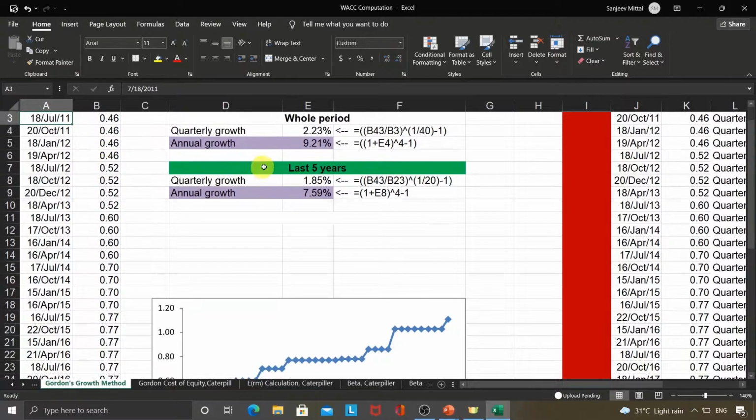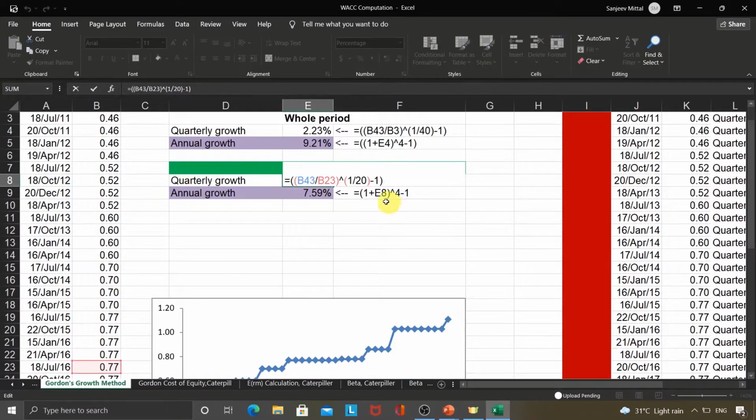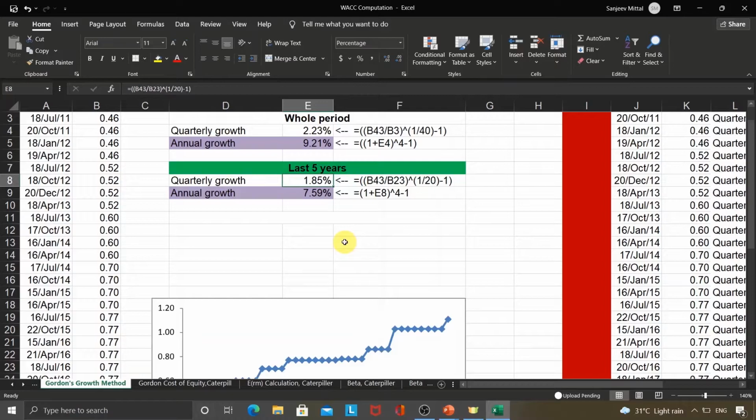Now, if you see, there are a total of 20 periods here. Why 20 periods? Because in 5 years there are 4 quarters in each year, so there are a total of 20 quarters, and the quarterly growth rate in the recent 5 years is 1.85%.